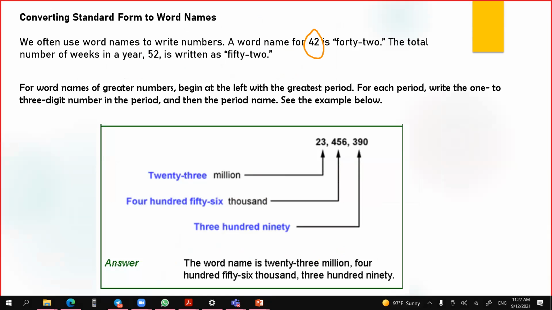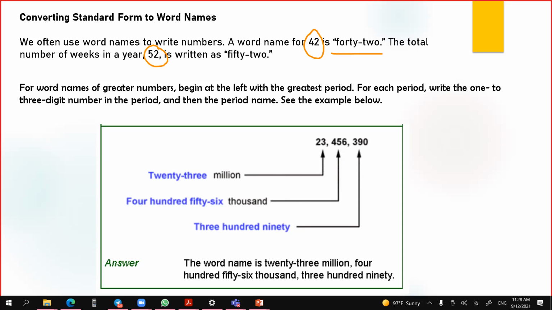42. So now I will write, what did I read? I will say 42. This one here, it's 52. This is the meaning of word names or word form. I need now to read the number and then write it in a word. Okay? Now, how can I write the word?